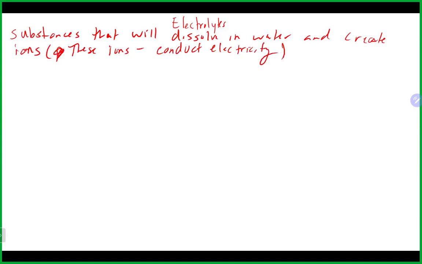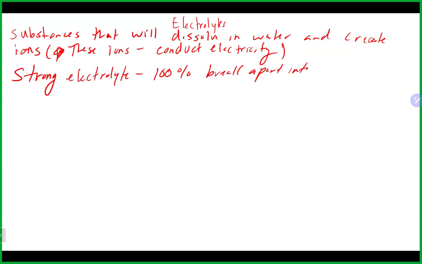Now, there's a few different types of electrolytes. There are strong electrolytes, and strong electrolytes will 100%, when they go for a swim, break apart into ions. Most ionic compounds that make a solution are strong electrolytes.